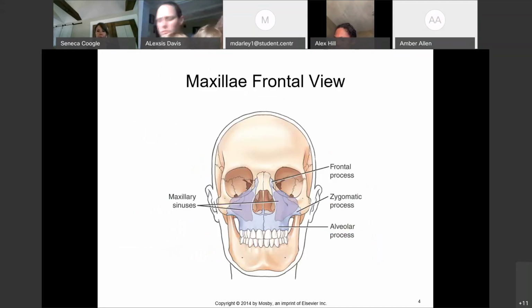So again, take note of all these processes. The palatine process you can't see from the outside. You'd have to actually take the skull apart and look up underneath. The frontal process extends up into the frontal bone. Again, that's why it's named that. Zygomatic process, there's a zygomatic process here. And again, on the temporal bone, the alveolar process, bottom of the maxilla, where the teeth are.